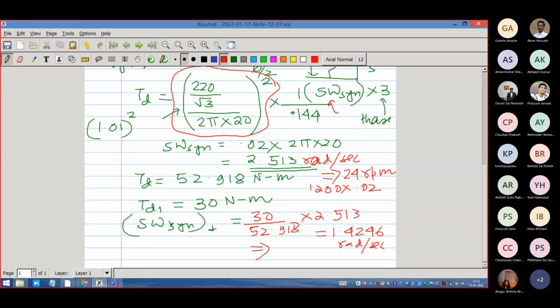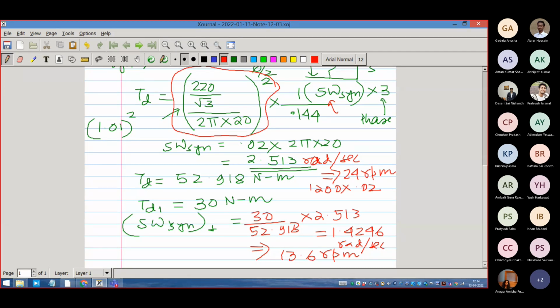This will correspond to what RPM? 1.4246 into 60 divided by 2 divided by pi. So this will correspond to 13.66 RPM. This gives us a physical feel, that's why I am writing in RPM. While doing calculations, we should use radian per second because that is omega's proper dimension. But in our normal understanding, we always use RPM.